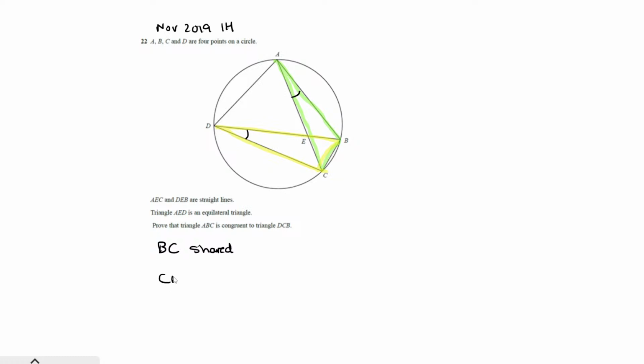So I think I'd go with CDB is the same as CAB. Do you see how they both start and finish at C and B? That's why it's the same segment. So I would say that. Now we need one more.